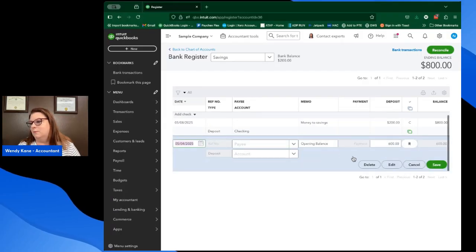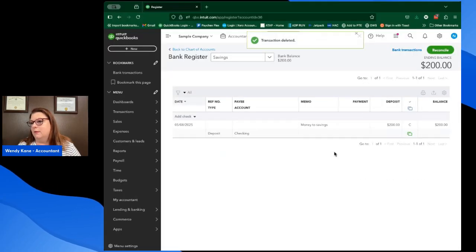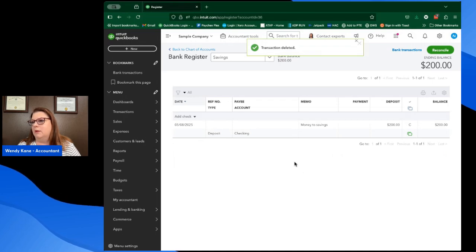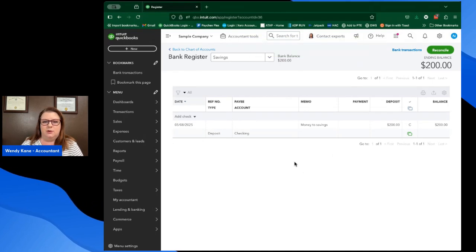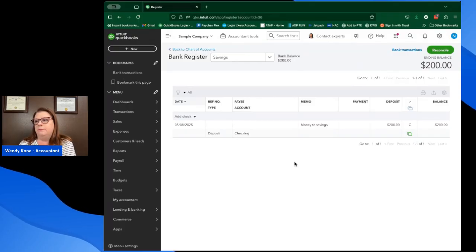Okay. So what I do on these, let's see if this works. There we go. Like I said, that opening balance equity is rarely correct. It's rarely the right amount. It's rarely where it needs to go. So I usually delete those and then I reconcile.